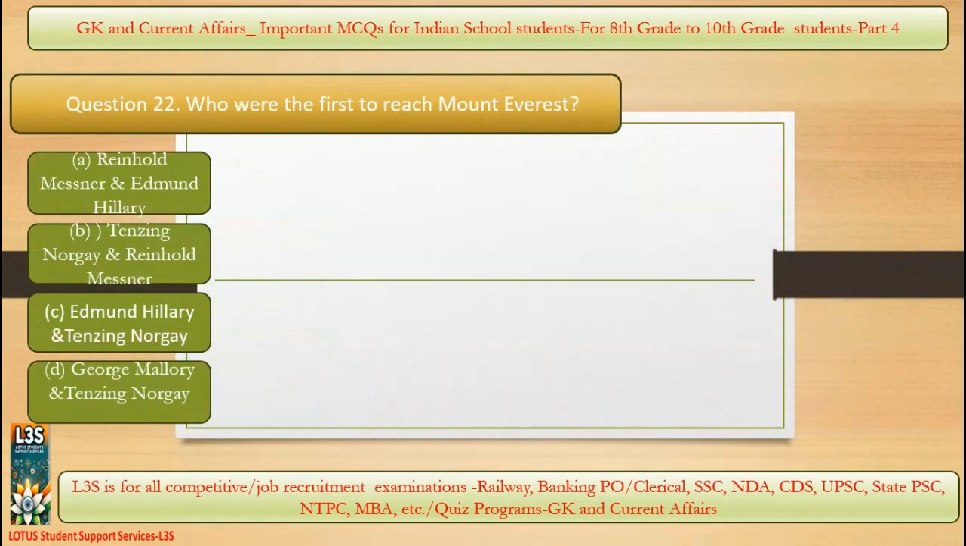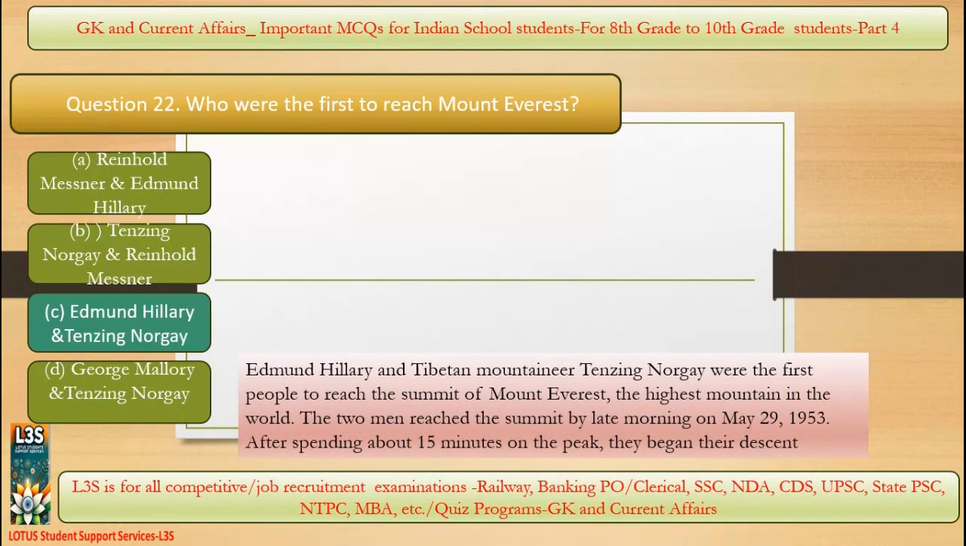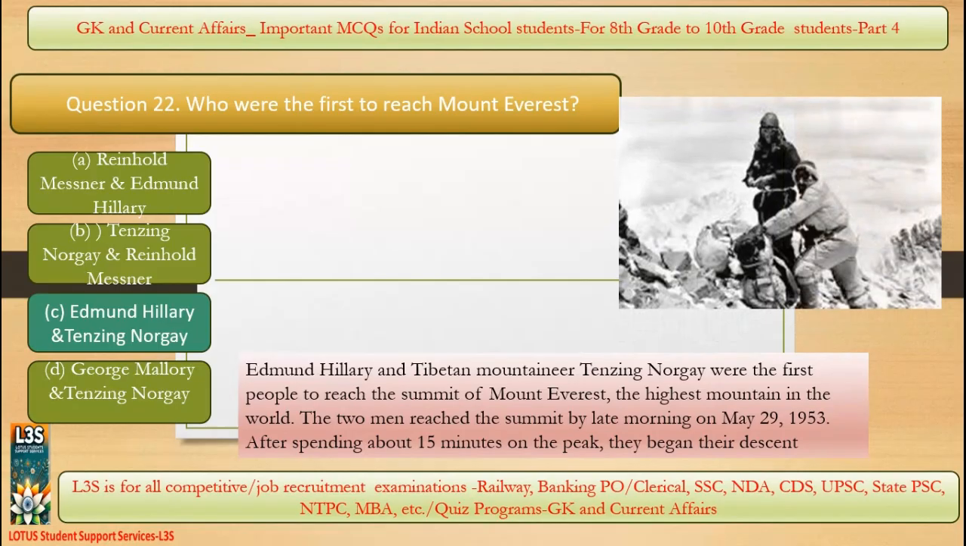Who were the first to reach Mount Everest? It is C. Edmund Hillary and Tenzing Norgay. Edmund Hillary and Tenzing Norgay, a Tibetan mountaineer, were the first people to reach the summit of Mount Everest, the highest mountain in the world, and they reached it on May 29, 1953.